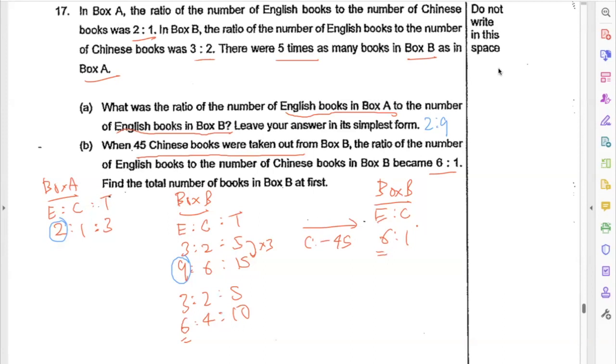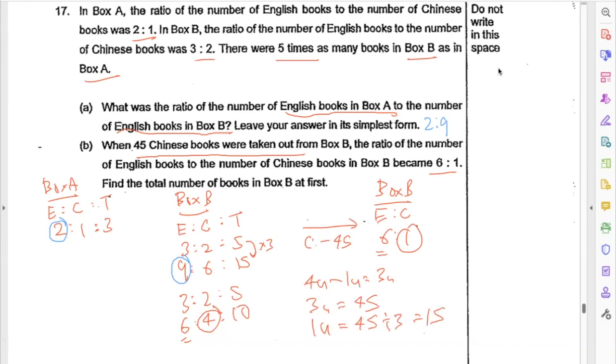So the Chinese books was 4 units at first, and then it became 1 unit. So it has reduced by 3 units. So 3 units is equal to 45. 1 unit is equal to 45 divided by 3, you get 15.